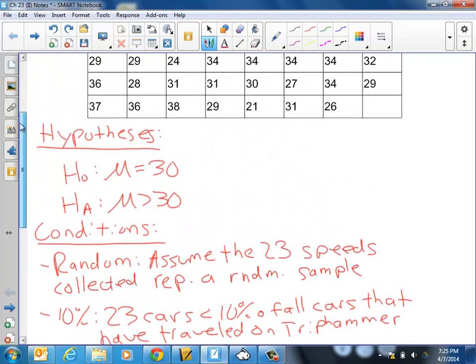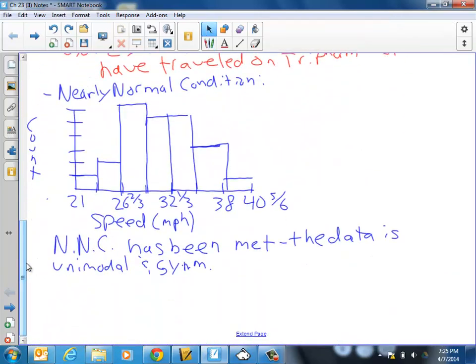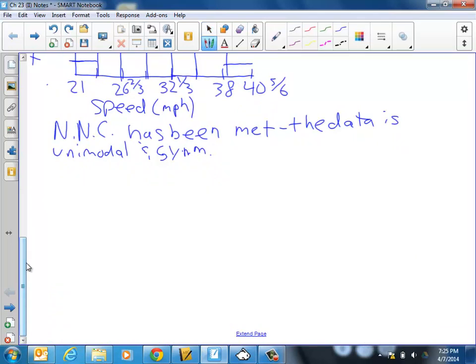Okay, so that condition has been met. Now let's go ahead and move on to the guts and the mechanics of our test. This is going to look a heck of a lot like how we did hypothesis testing for a single proportion, only now it's for a mean. Because we do not have population mean and we do not have population standard deviation, we need to work with a t-test here.